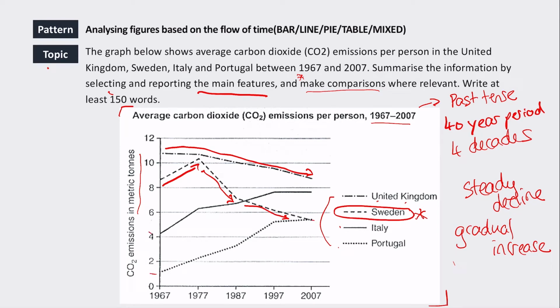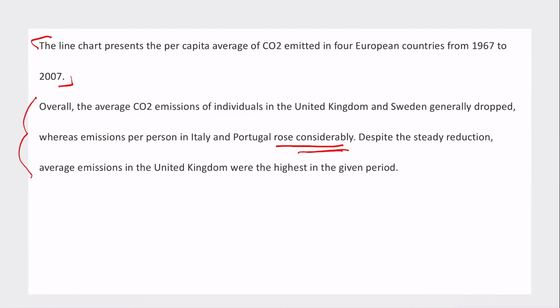I would say, okay, that's a considerable increase. I'll give them that. Despite the steady reduction, average emissions in the United Kingdom were the highest in the given period. That's an interesting thing to pick out: even though they kept reducing, the United Kingdom was still at the top compared to the other countries. So this is a perfectly fine overview.